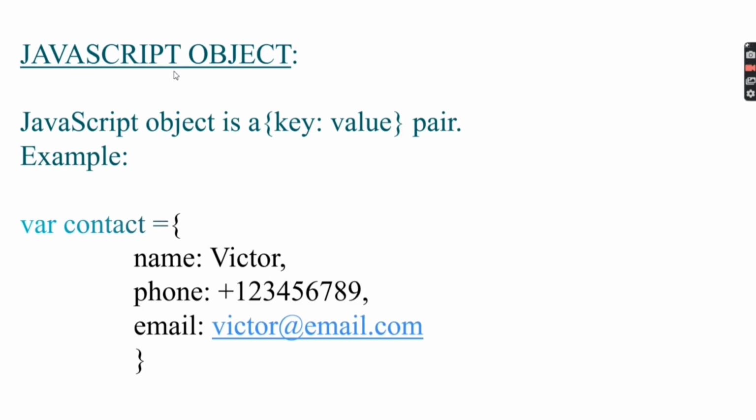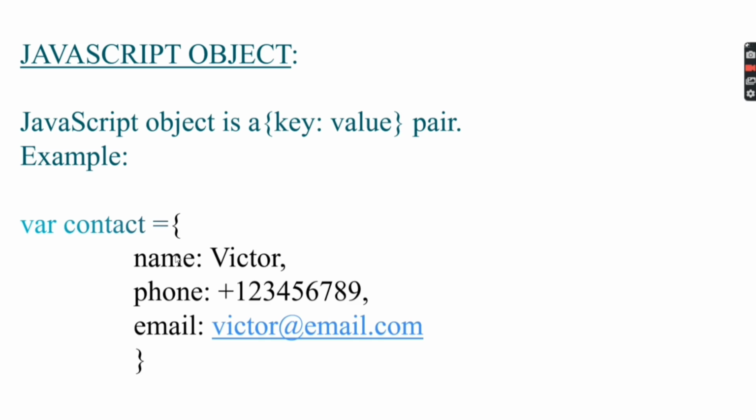A JavaScript object is very useful and handy when you're trying to return multiple values or multiple results. A JavaScript object is a key value pair. For example, using the keyword var, which I mentioned earlier on, to initiate a variable, my variable name here is contact. I'm trying to return my contact details.